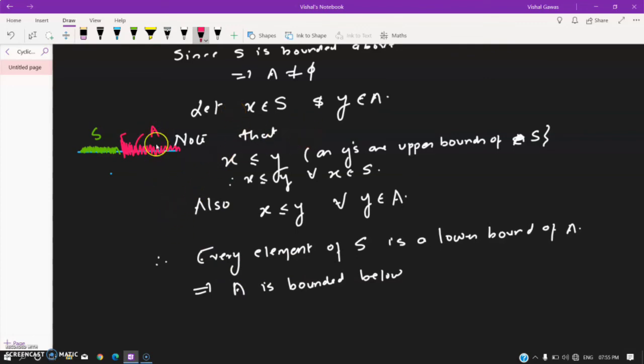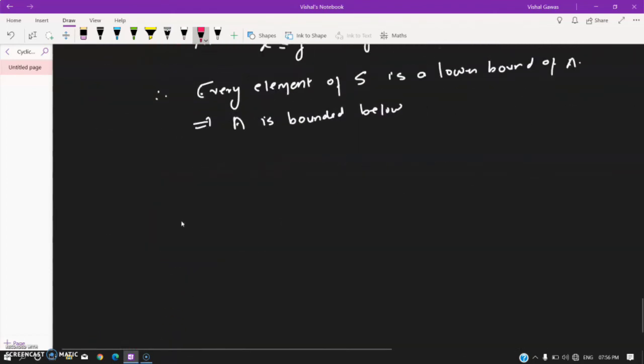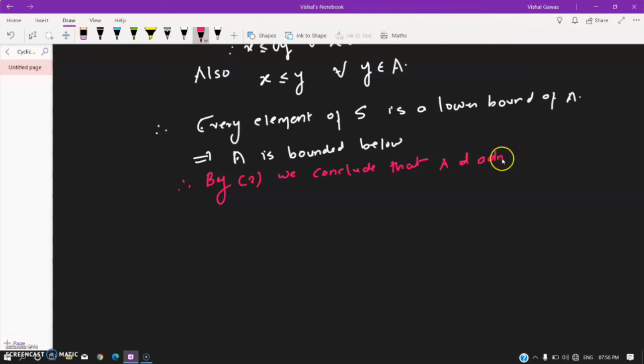So if A is bounded below, then by the property which we said is true, let's go to that. I said that I'm going to assume this property to prove this. It says that every bounded below non-empty subset of R has a greatest lower bound. This means that, by property 2, we conclude that A admits an infimum.